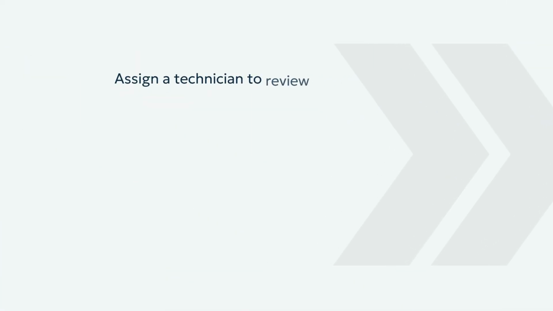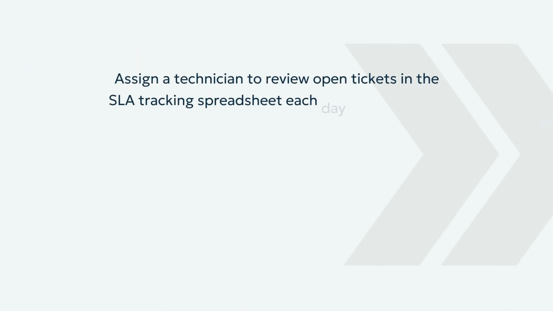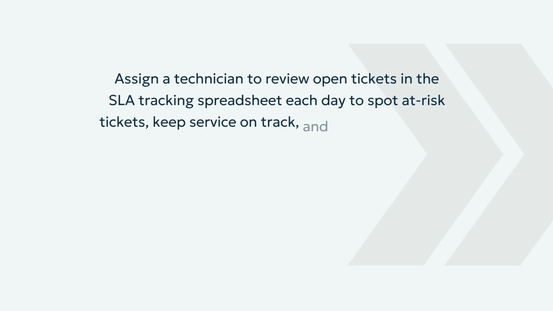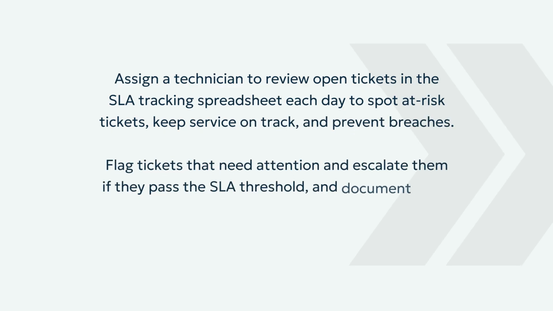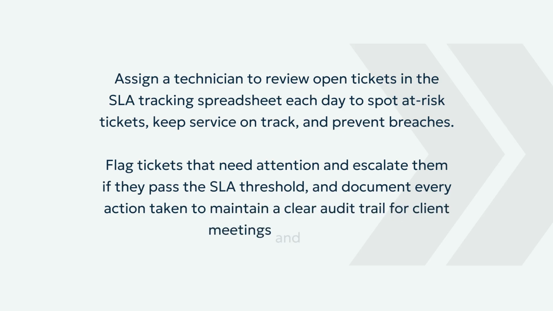Assign a technician to review open tickets in the SLA tracking spreadsheet each day. Their role is to spot at-risk tickets, keep service on track, and prevent SLA breaches. Flag tickets that need attention and escalate them if they pass the set SLA threshold. Be sure to document every action taken so you maintain a clear audit trail for client meetings and QBRs.